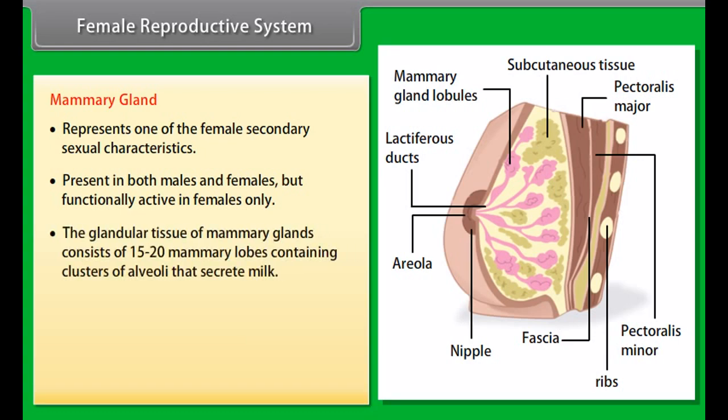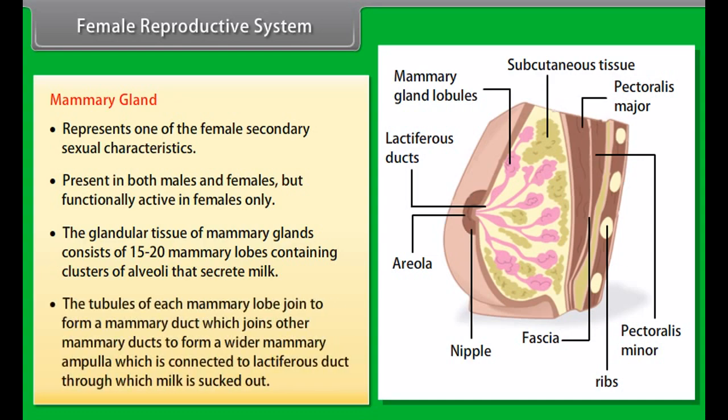The glandular tissue of mammary glands consists of 15 to 20 mammary lobes containing clusters of alveoli that secrete milk. The tubules of each mammary lobe join to form a mammary duct, which joins other mammary ducts to form a wider mammary ampulla, which is connected to the lactiferous duct through which milk is sucked out.